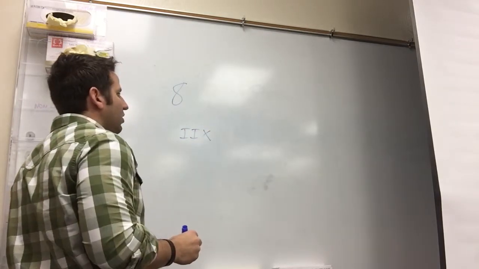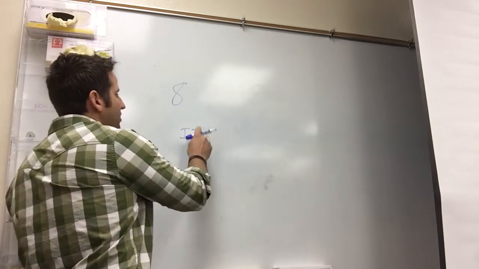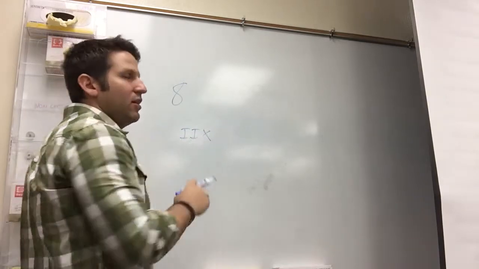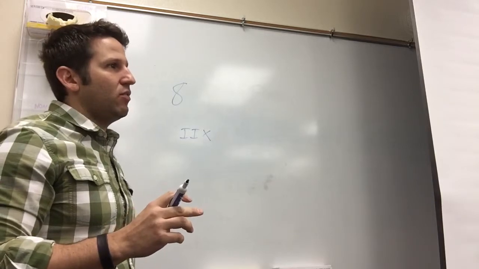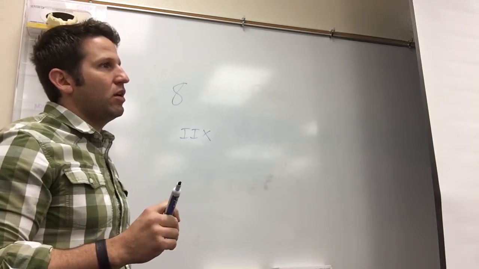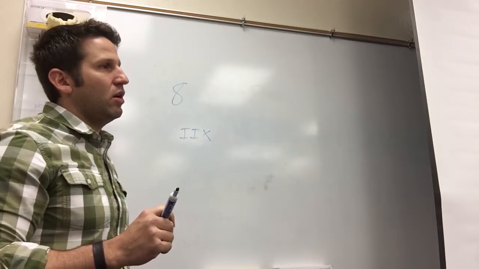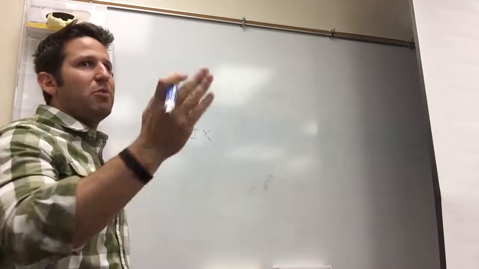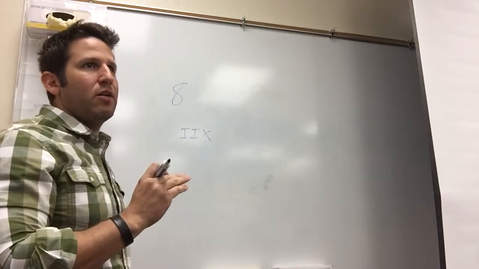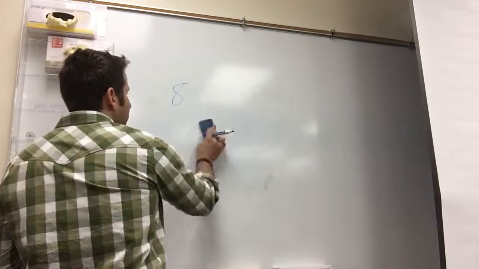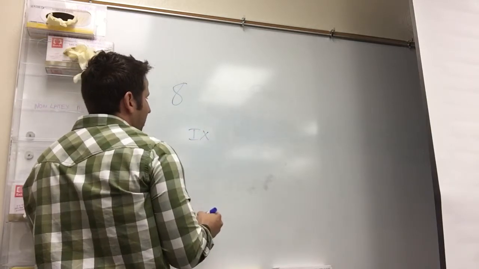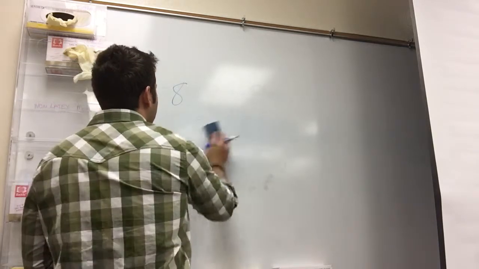By itself, IX is 9, but you can only put one I in front of something else. You can only count one digit prior. So IX would be 9. Okay? What about 14?